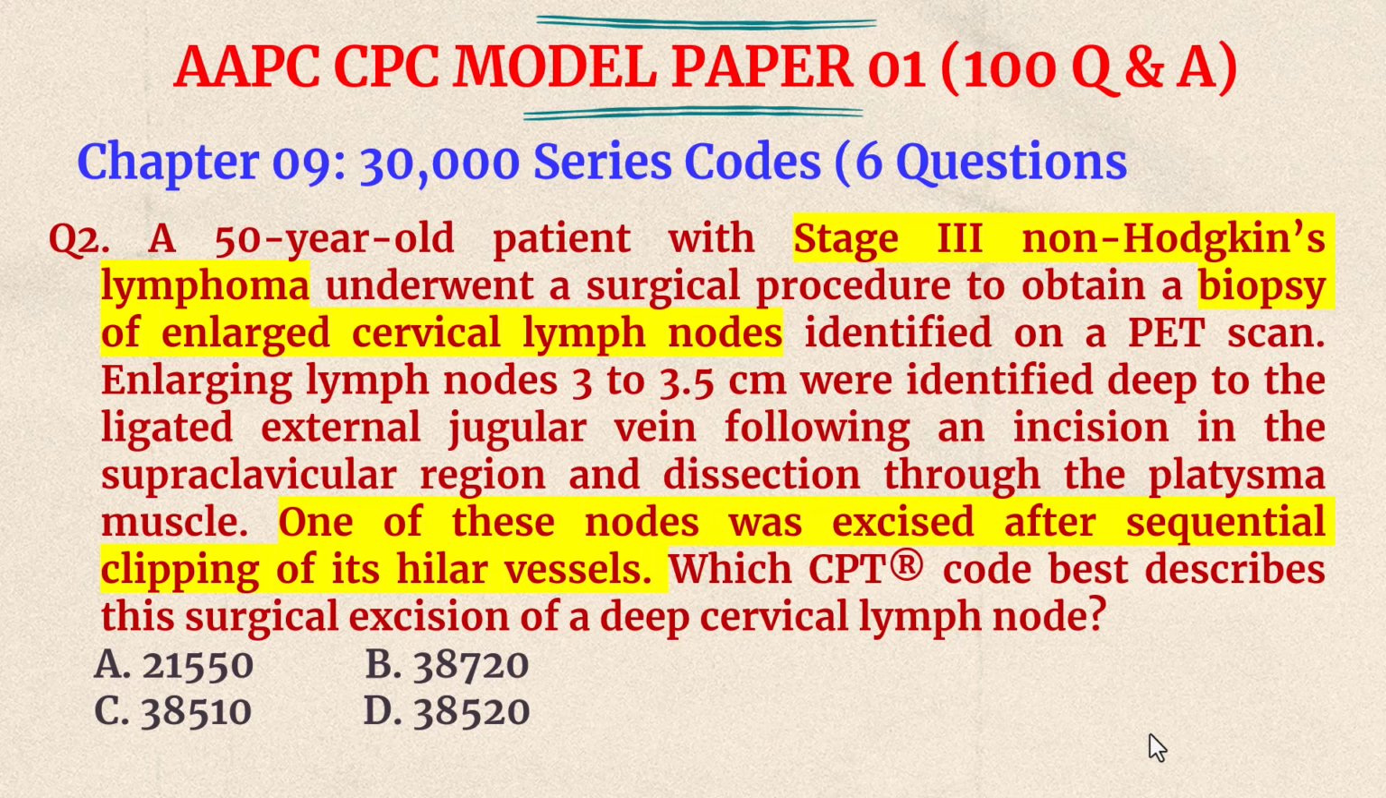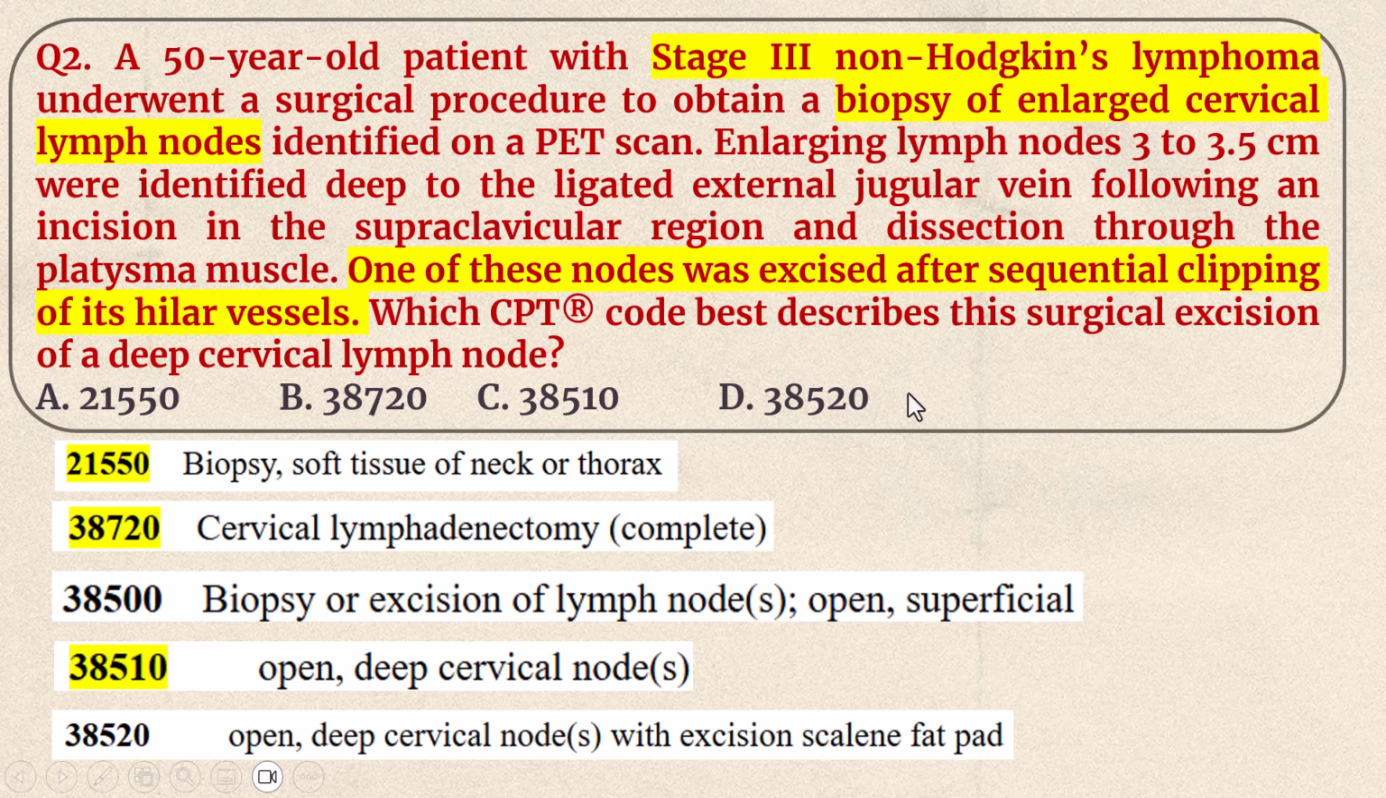So you can use the elimination method to find the answer. So you can go directly to the codes. So you can guess that this 21550 is an outlier. So these 38000 codes are most probable answers. So once you check the codes, 21550 is biopsy soft tissue of neck or thorax. 38720 is cervical lymphadenectomy complete. But in this case, only one lymph node is removed for biopsy purpose. So that is not suitable here.